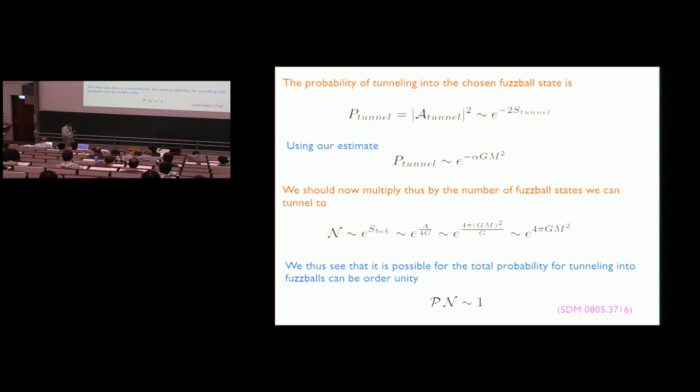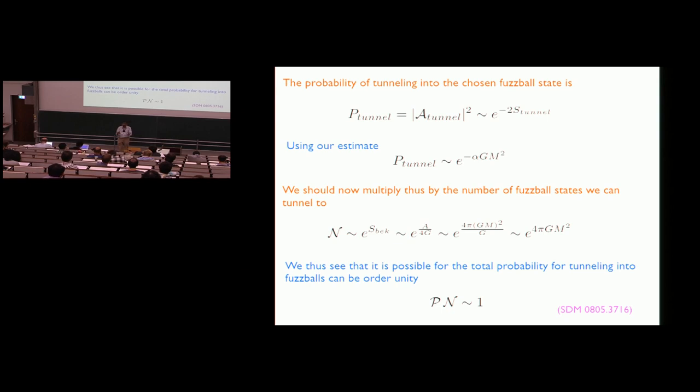Just one second, I'll summarize and say that as this shell is collapsing, it has some amplitude to tunnel into any one fuzzball, but that amplitude, of course, is small because it's a macroscopic object tunneling into another macroscopic object. The amplitude has to be ridiculously small. The only funny thing is that the number of possible final states this time is ridiculously large. We know the Bekenstein entropy is a very large number, much larger than the entropy of any normal object.